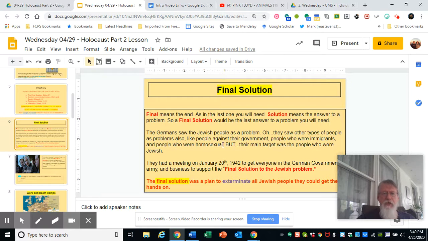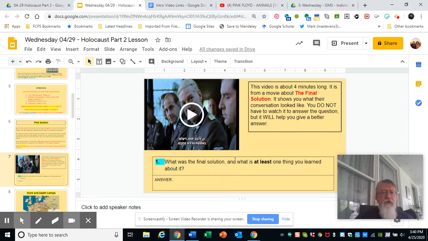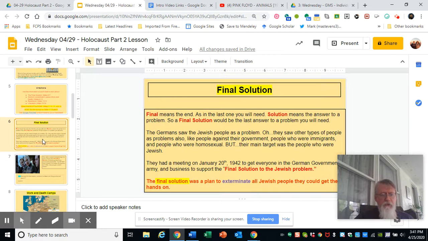So the final solution section, as you see here, has two key words: final, you know what that means, the end; solution, a problem solving thing. So any problem that gets solved has a particular solution they're looking for. So this one was, as you see, the final solution to the Jewish problem. Now this slide right here is part of the information you can use to answer your question on this slide. But you can also watch this video, which is a video from a movie showing that conference where they came up with the idea for the final solution.